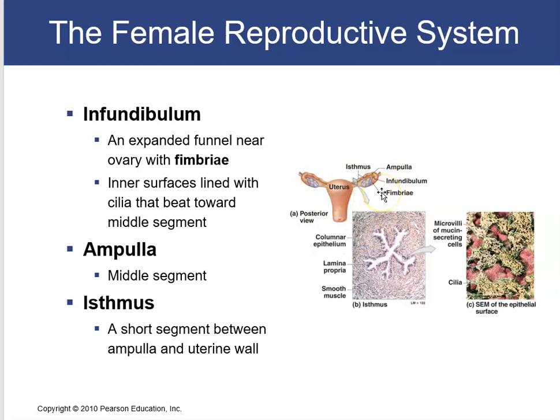Now it's tough to see here in this picture. The infundibulum is like this expanded funnel near the ovary with fimbriae or finger-like projections. What it does is come down and surrounds or kind of covers the ovary almost like an umbrella. The infundibulum does not touch the ovary. Some of the fimbriae may, but the infundibulum does not touch the ovary. There is a gap between the ovary and the opening of the uterine tubes.